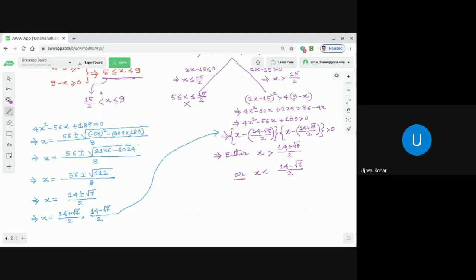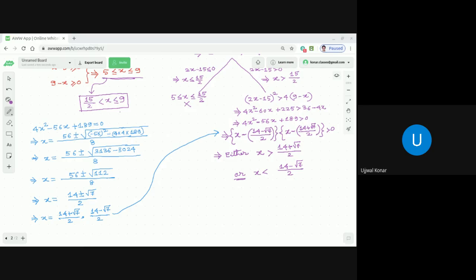So if you recall, what about the solutions we got so far? The solution we got so far was our partially accepted solution, because our entire solution should be within this. Now, if you find the value of 14 minus square root of 7 by 2, you can just approximate that value.